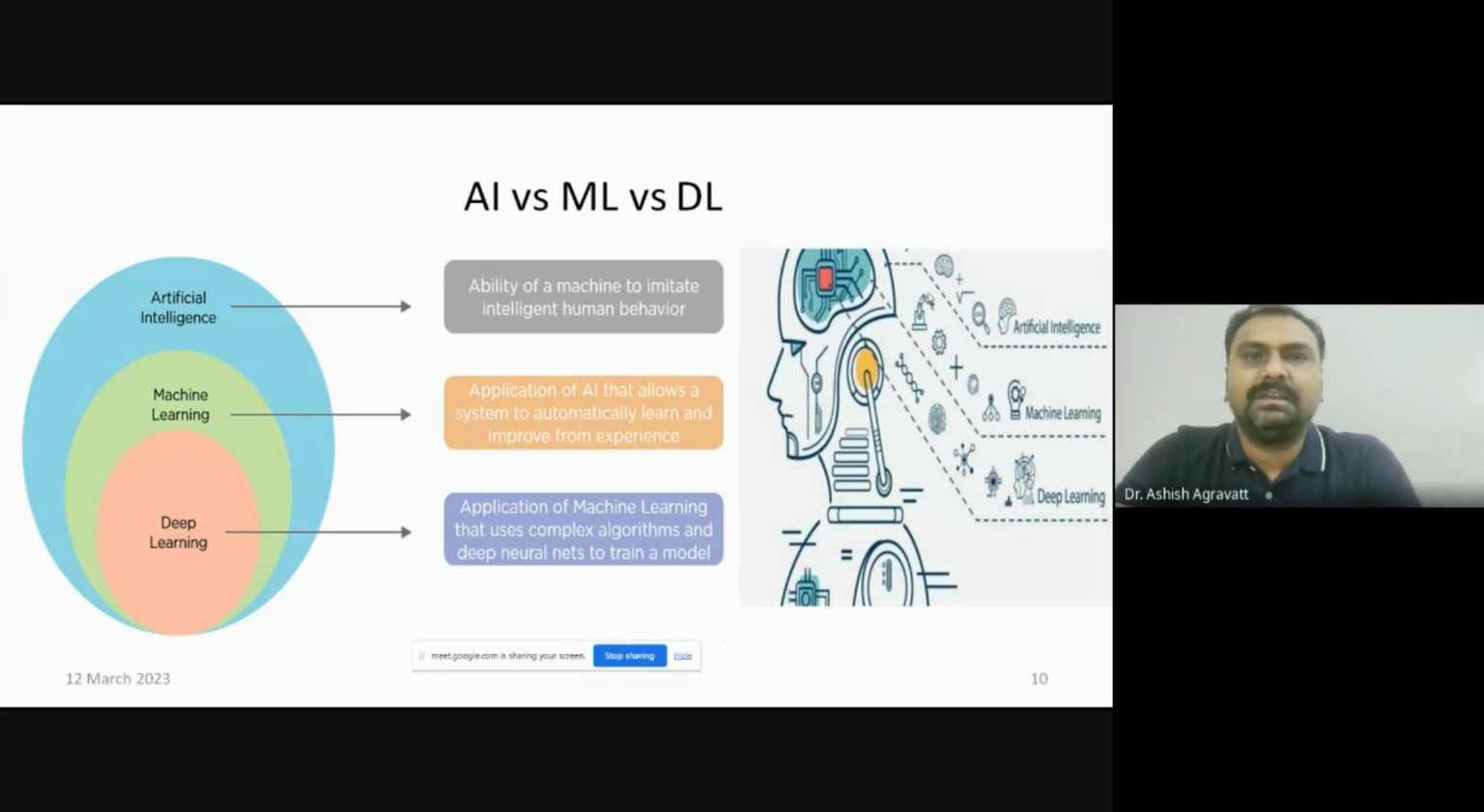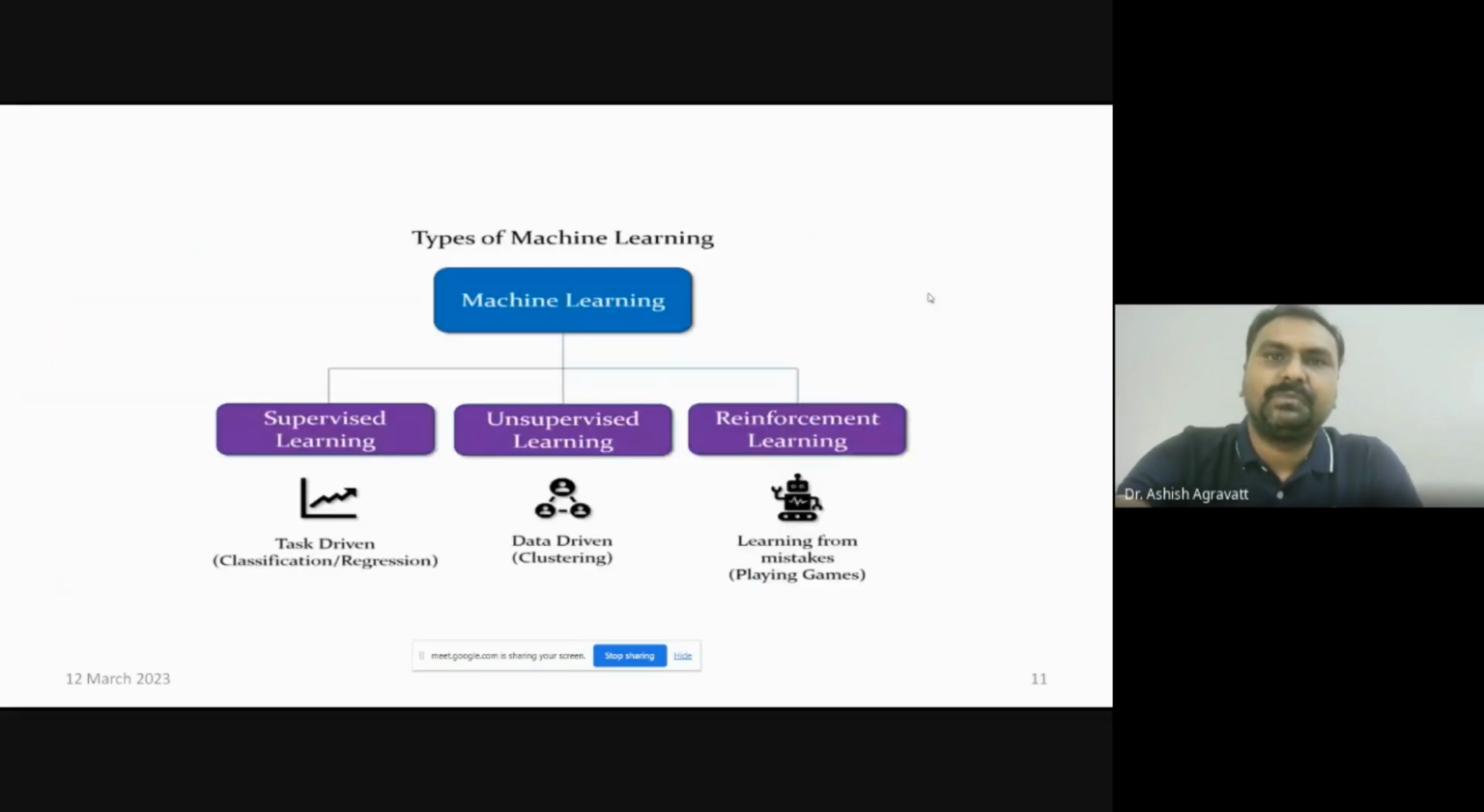Artificial intelligence is the ability of a machine to imitate intelligent human behavior, while machine learning is a subset of artificial intelligence. It is an application of AI that allows a system to automatically learn and improve from experience. While deep learning is a subset of machine learning that uses complex algorithms and deep neural nets to train a model.